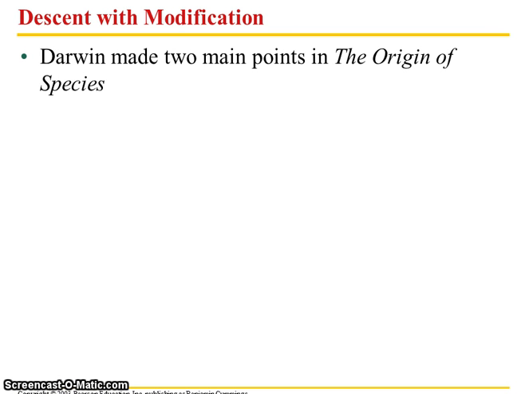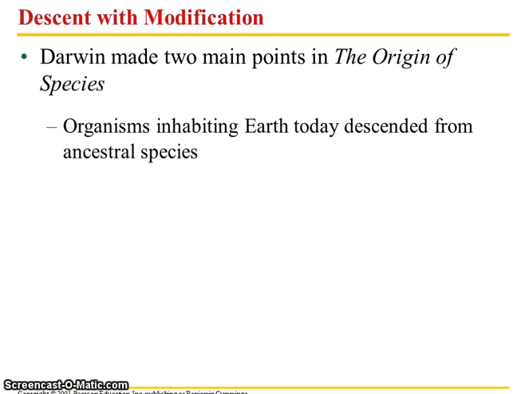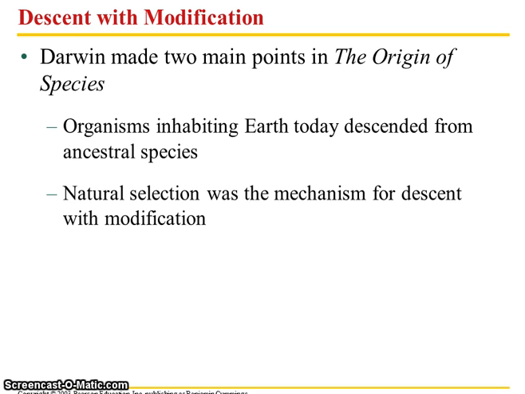Darwin called the ideas in The Origin of Species descent with modification. There, he said that organisms today descended from ancestral species. So ancestors gave rise to what we have today. And that natural selection was the mechanism for descent with modification, how over generations you saw changes.